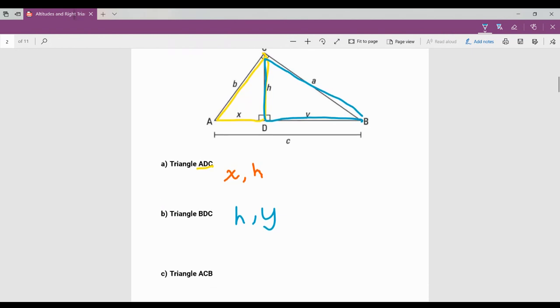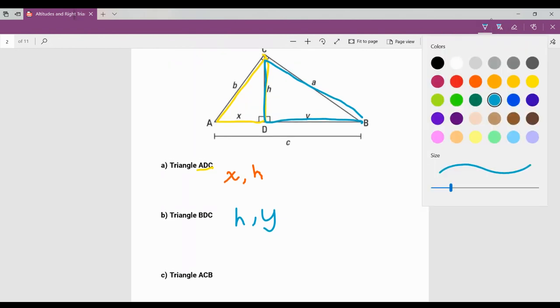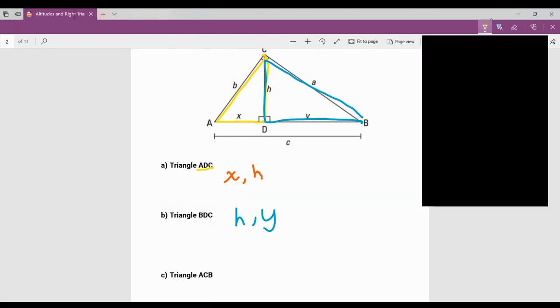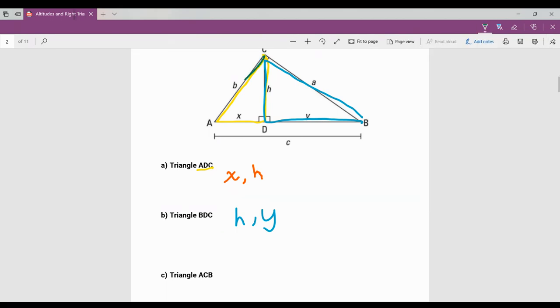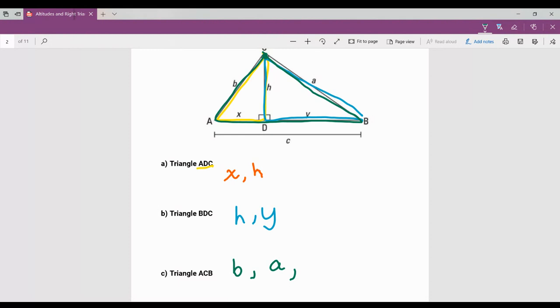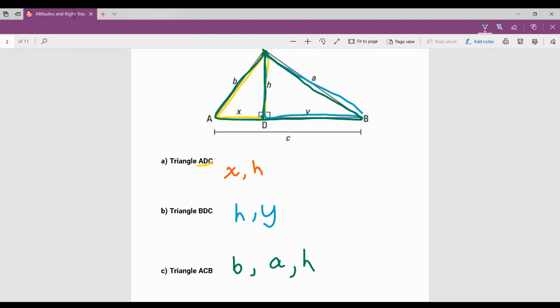And then if we look at the outer, the larger triangle, we're looking for altitudes drawn from a vertex perpendicular to the opposite side. So again, I'm outlining that triangle here. So I see that B is an altitude, A is an altitude. And if I go from vertex C perpendicular to AB, H is also an altitude.